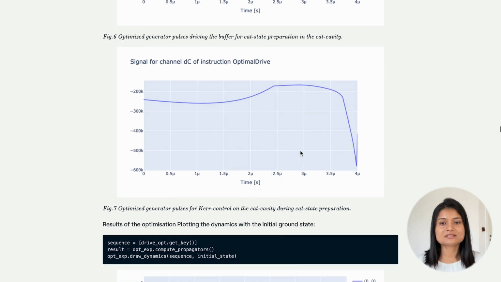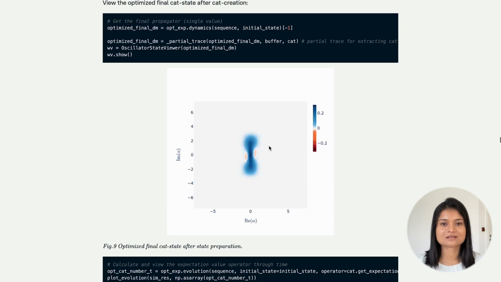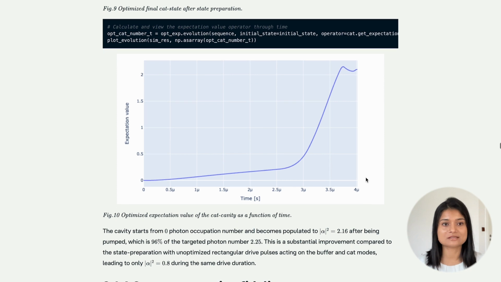The population dynamics of the optimized state evolution now shows that the top 3 most populated Fock levels of the cat cavity are even-numbered Fock levels, as was desired. And the optimized cat qubit looks like this Wigner plot over here. The expectation value of this cat cavity has saturated to 2.16, which is almost 96% of the targeted photon number 2.25. This is a substantial improvement compared to the state preparation with unoptimized drive pulses.